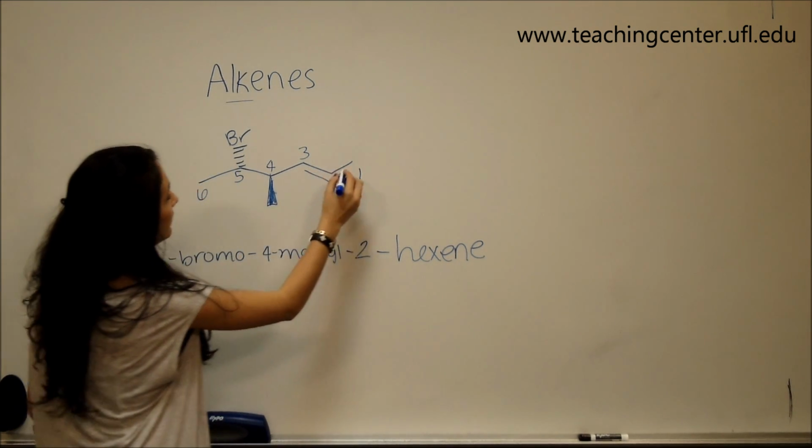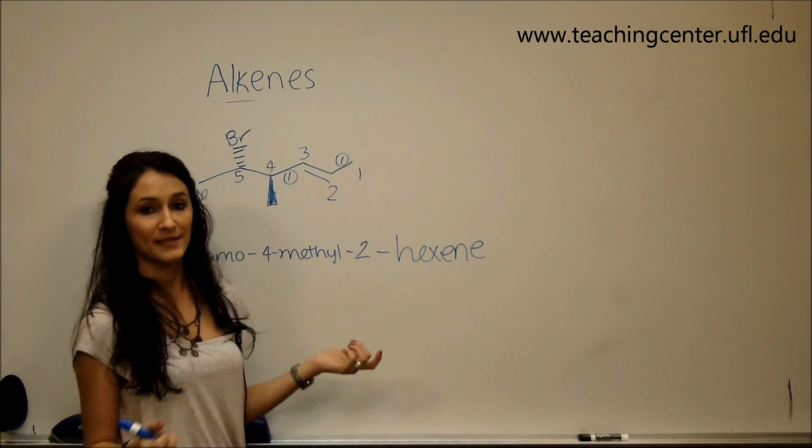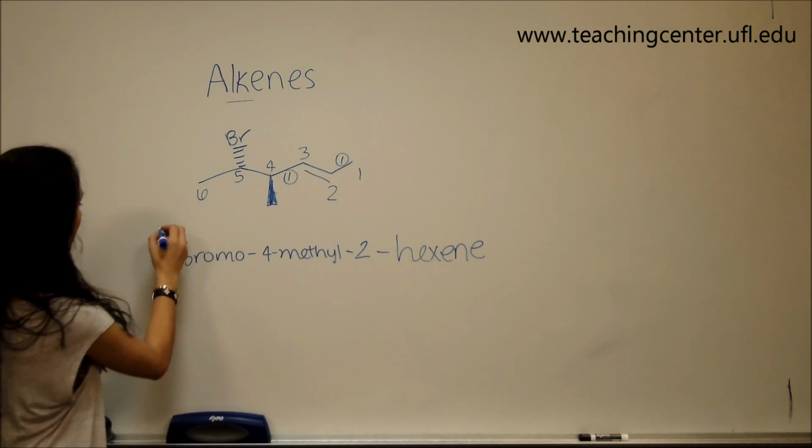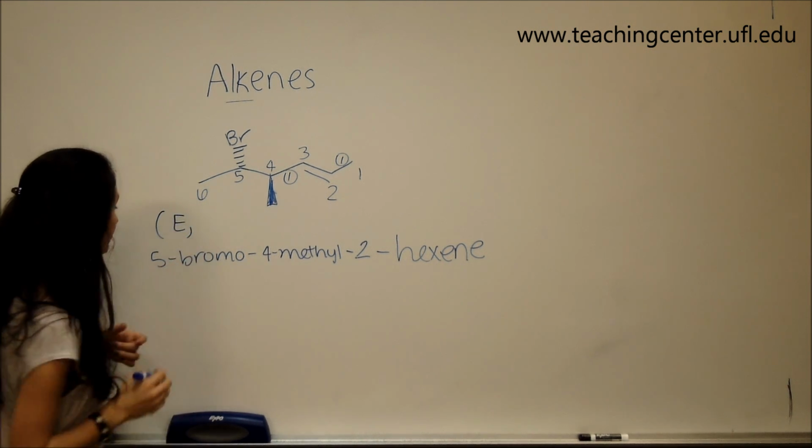So for this, you would have your number 1 priority up here, number 1 priority down here. They're on opposite sides of the double bond, so you have an E alkene. I'm going to write this up here. So you have an E alkene.